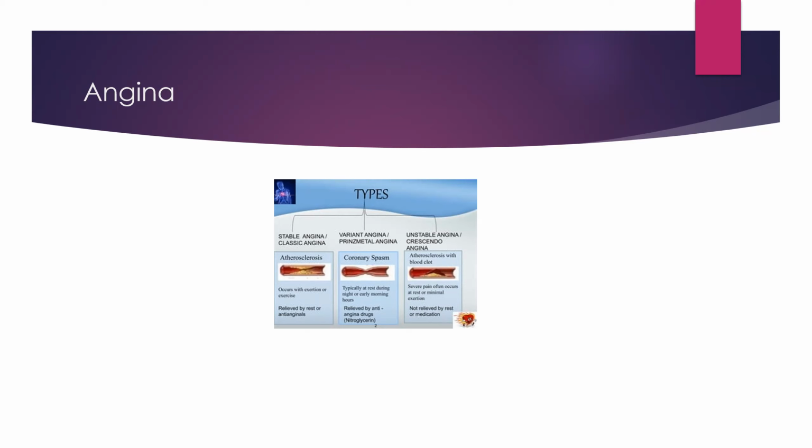An EKG on this patient may show transient changes, so changes that come and go, such as T-wave inversion or ST segment depression. You may see that on the EKG. It doesn't show ST segment elevation. That's not this situation. That would be an ST elevation MI, or a STEMI. So in this case, we may see some T-wave inversion or some ST segment depression.